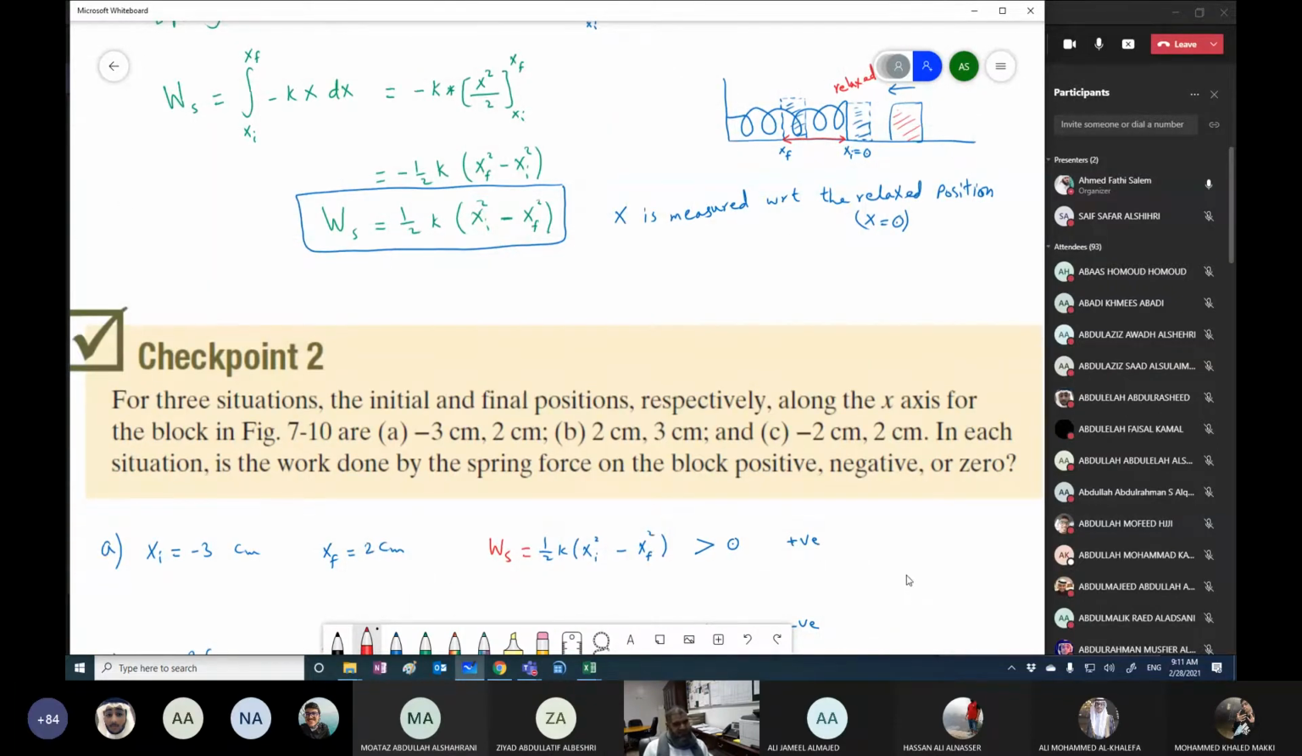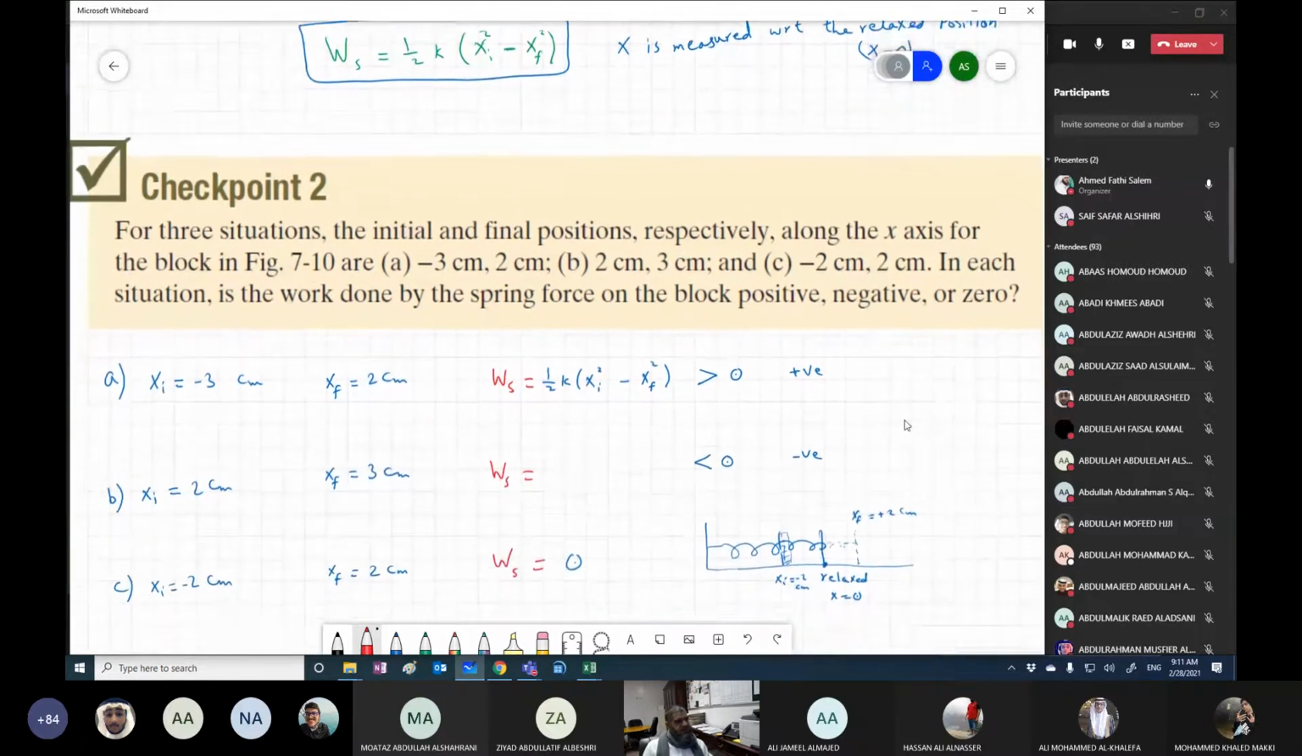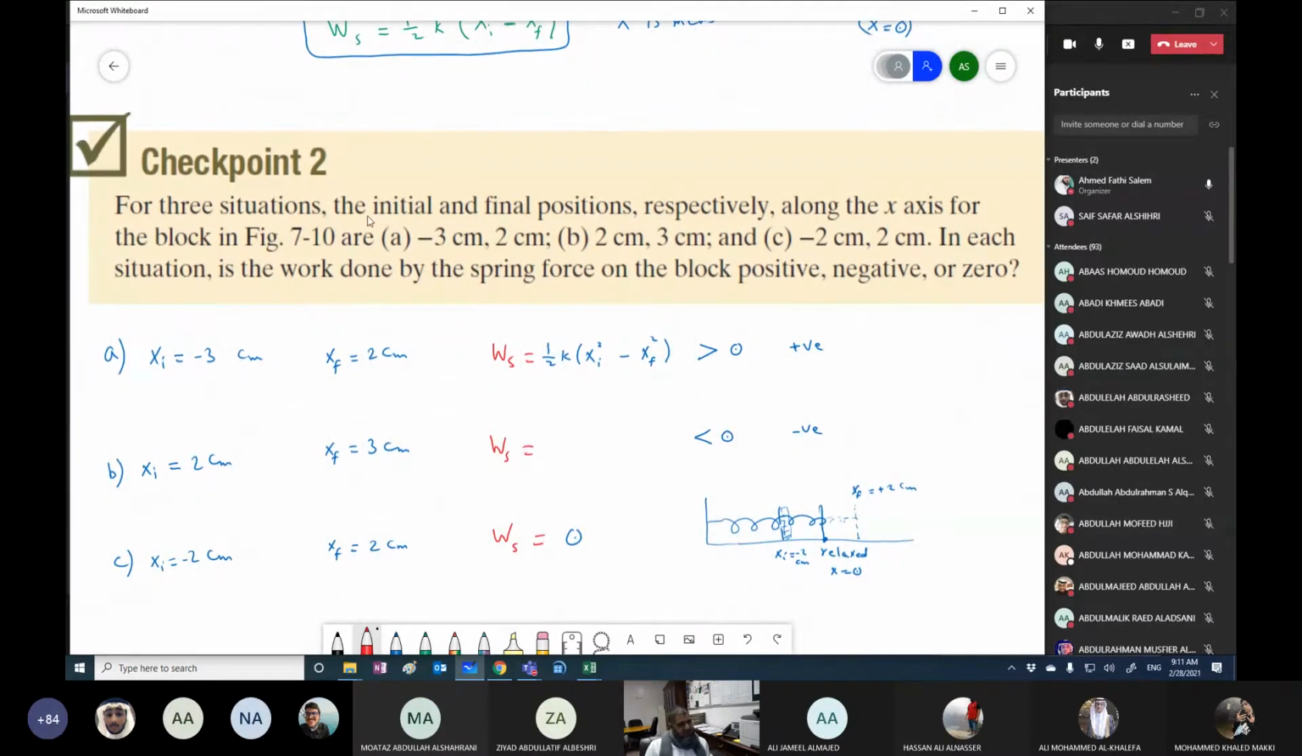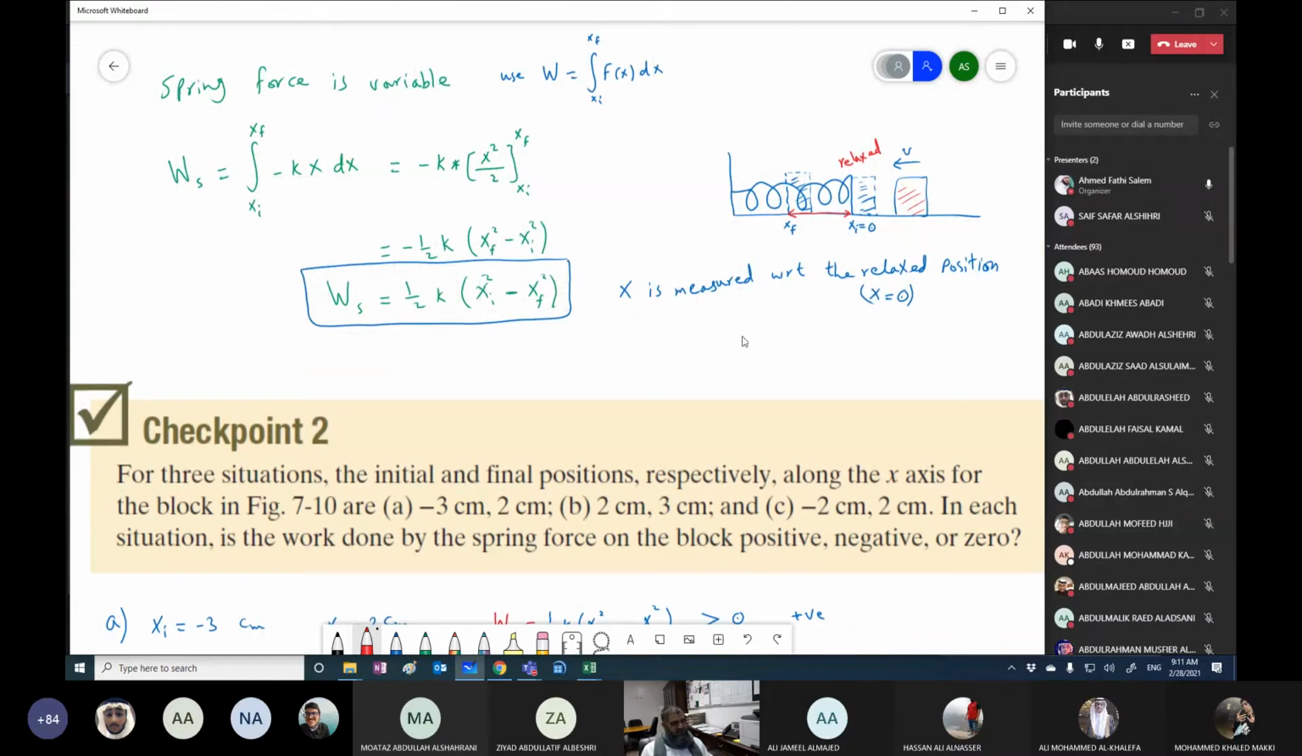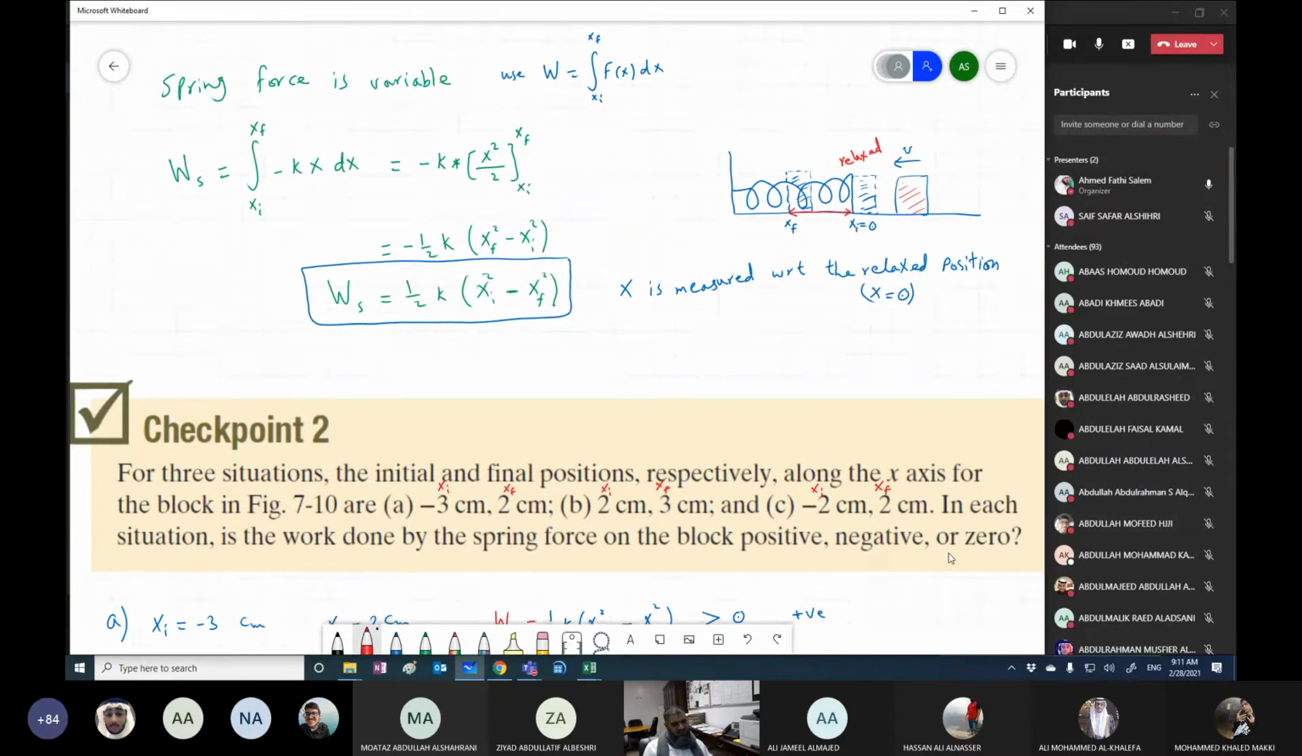طيب ناخد نقطة تفتيش. For 3 situations, the initial and final positions respectively along the x-axis for the block in this figure, هذا الفيجر اللي انتم شايفينه, are -3 and 2 centimeter. -3 is x initial, okay, 2 which is x final, okay, this is x initial, x final, x initial, x final. In each situation, is the work done by the spring force on the block positive, negative, or 0?